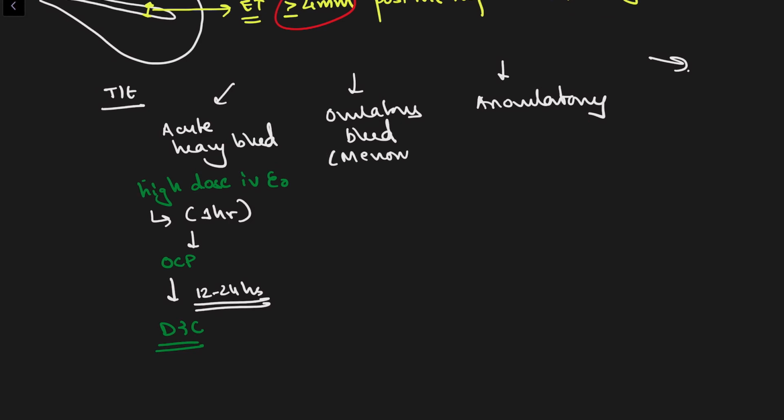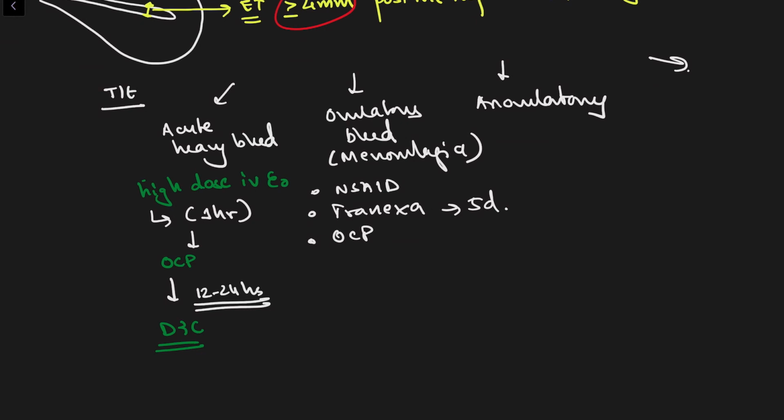If the patient presents with ovulatory bleed or menorrhagia, then we give NSAIDs, tranexamic acid. Right, it can be given for 5 days during menses, and if the patient is hemodynamically stable, we give OCP and or IUD or progestins.